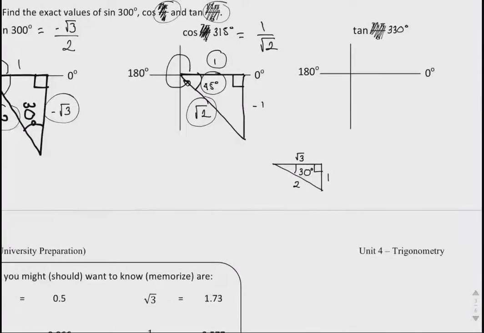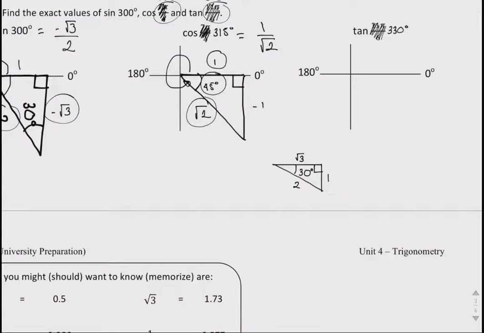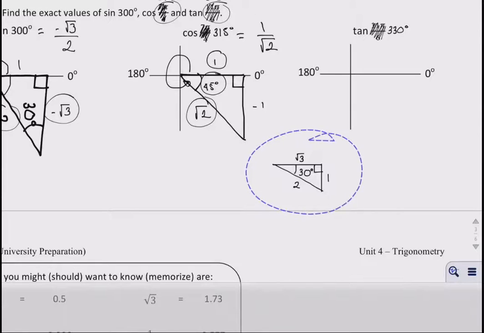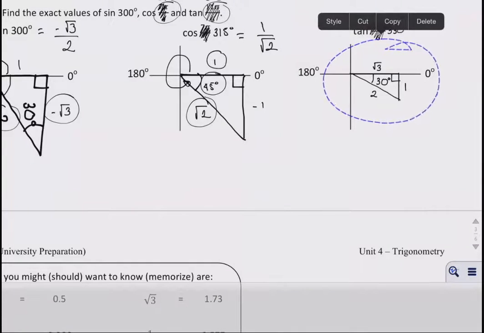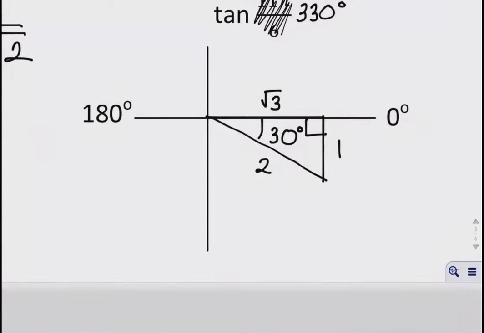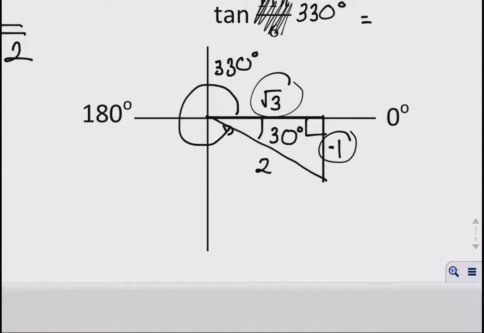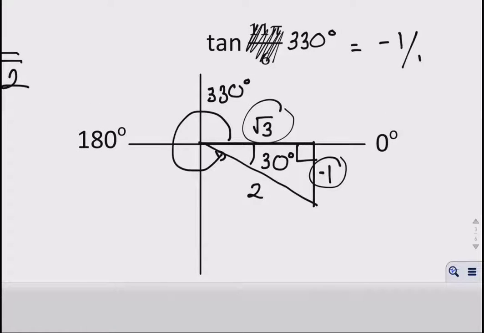For the third one, I'm looking at tan of 330. So in this case, I'm looking at 30 degrees less than 360. So I'll take this triangle here, place it in my plane, zoom in. I know that this side is going to be negative because it's below the x-axis. And by definition, tan of 330, 330 being this angle, 30 being the reference angle, is going to be opposite over adjacent, which is just negative 1 over root 3.